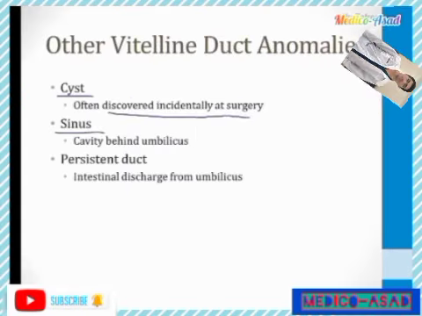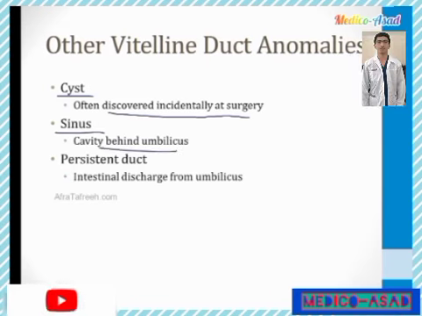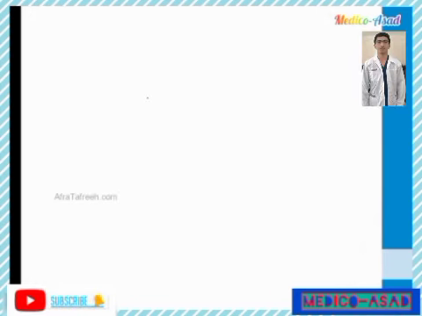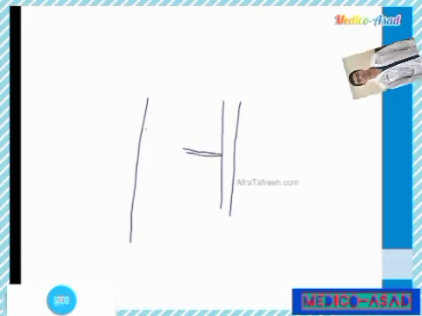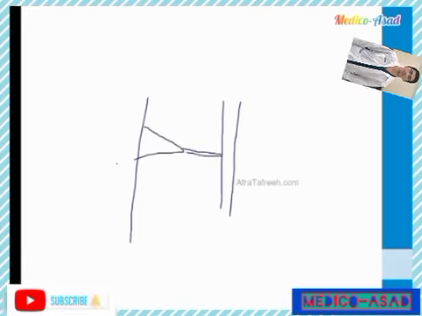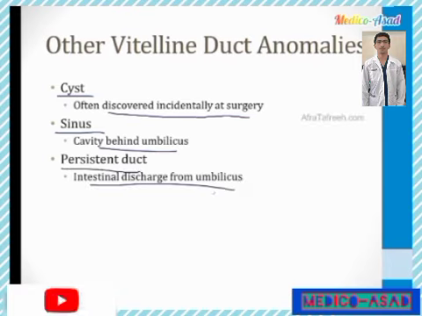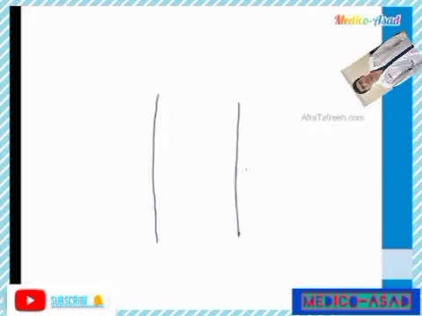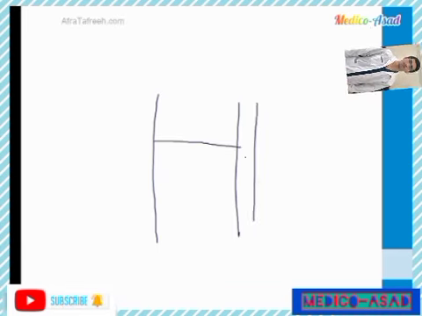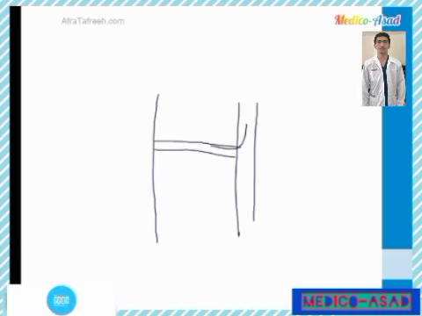Sometimes you can get a sinus. It will occur behind the umbilicus where the vitelline duct normally connects. In this situation, you have the abdominal wall and you have the small intestine. You'll then have fibrous tissue connected to a cavity behind the umbilicus like this. And then finally, rarely people can be born with a persistent vitelline duct. In this case, you will get intestinal discharge from the umbilicus. If the abdomen is here and this is the small intestine, the vitelline duct remains connected and contents from the intestine can go through that duct and discharge at the umbilicus.